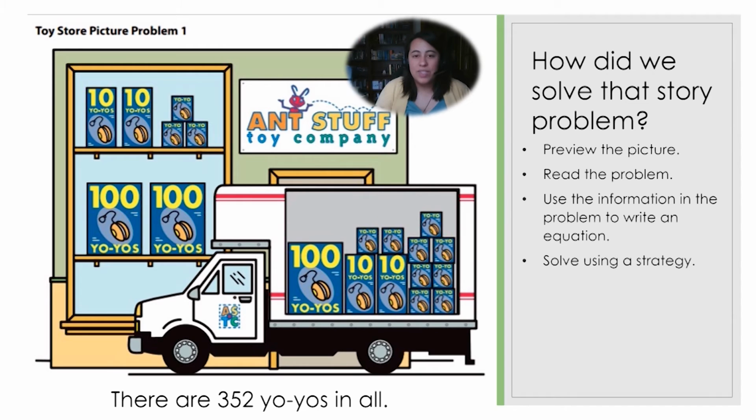We solved using a couple of different strategies, and the two that I showed weren't all the strategies that you could use, they were just some of the options. And at the very end, we wrote the answer to the story problem right down here in our sentence. There are 352 yo-yos in all.